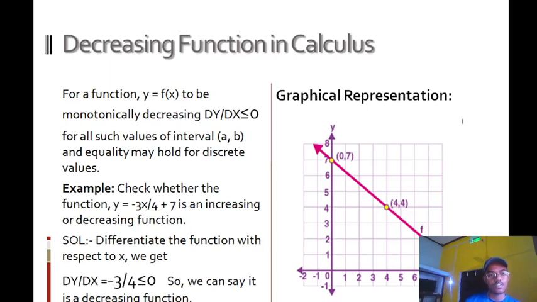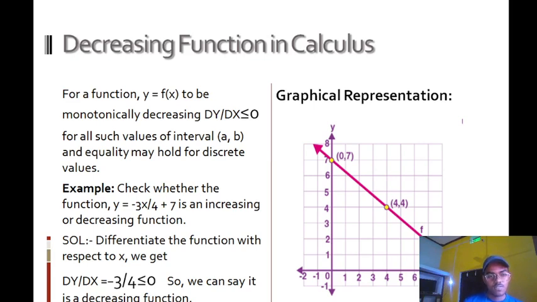For a function y equal to f(x) to be monotonically decreasing, dy by dx should be smaller than or equal to 0, for all such values of interval (a, b). An equality may hold for discrete values.